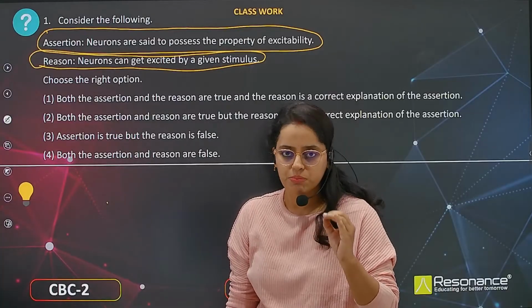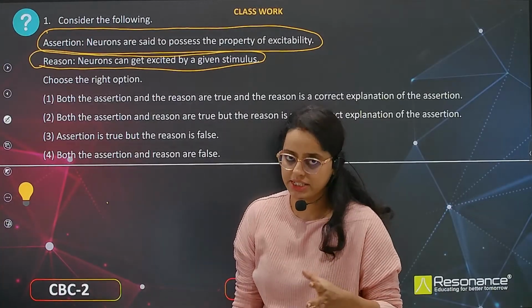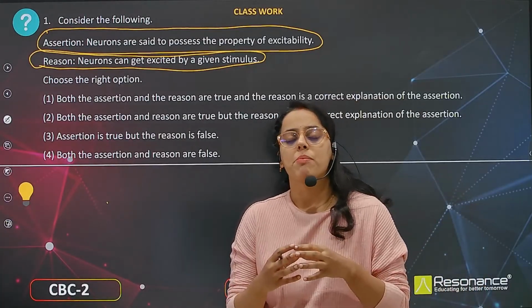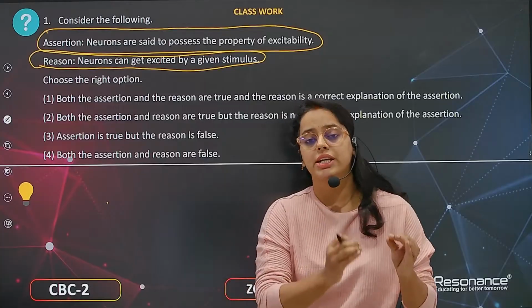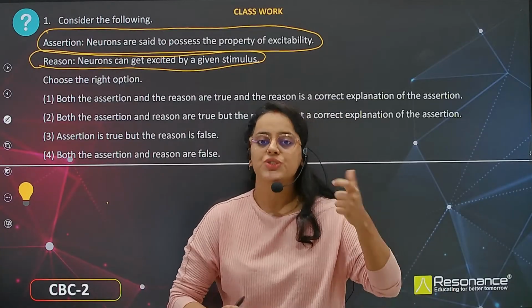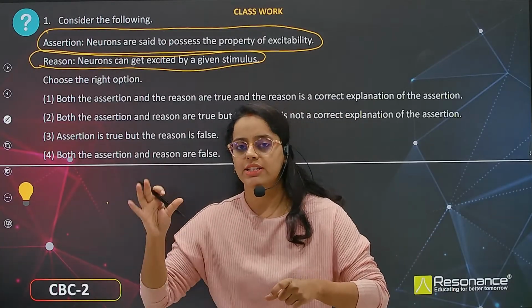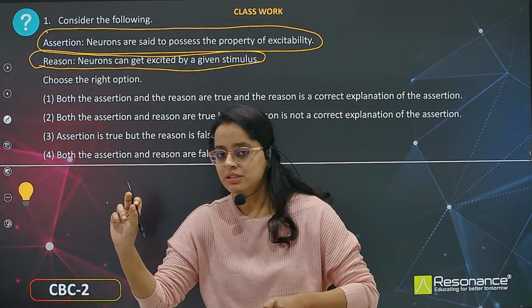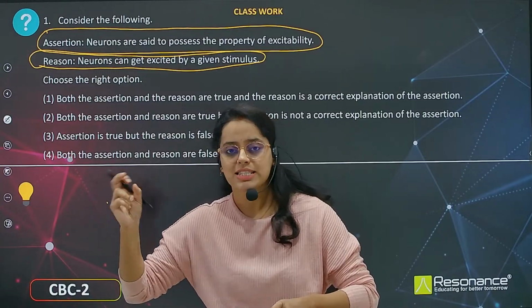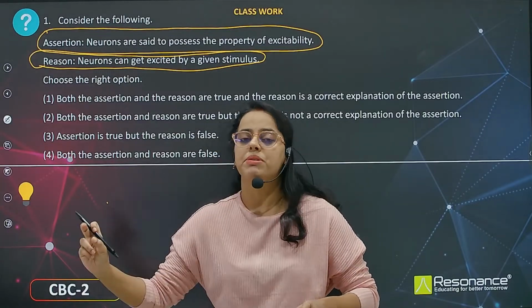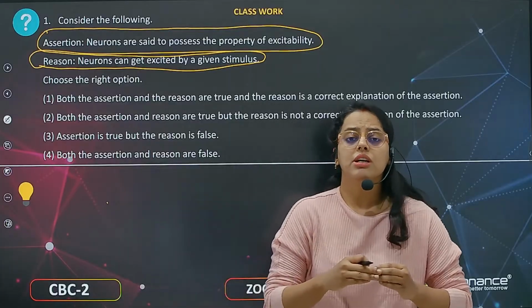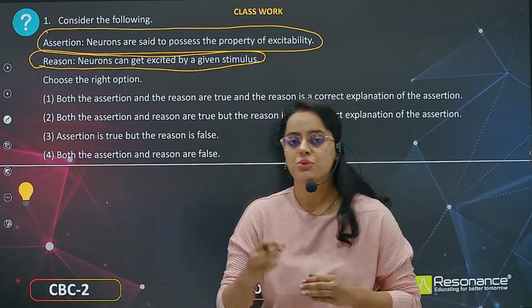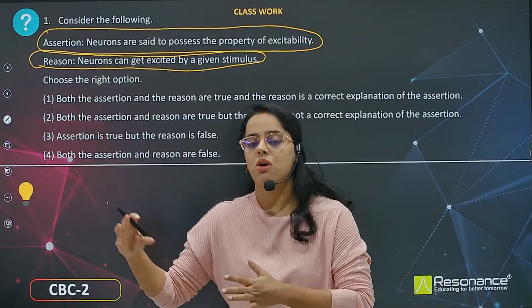Neurons are said to possess the property of excitability. Yes, they have the property of excitability. Why? Because they conduct impulse from dendrites to cell body to axon, axon to axon terminals, then again to another neuron by the junction that is called synapse. So during this impulse transfer, what happens? The exchange of sodium and potassium ions takes place across the membrane of the neuron.